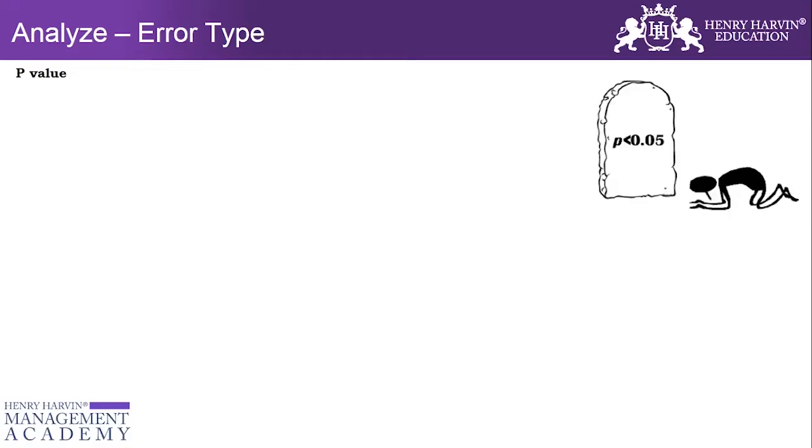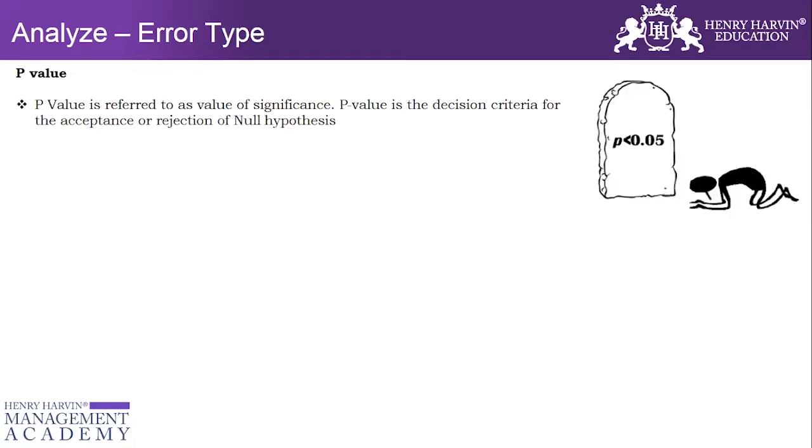Okay. The next thing that we're going to talk about is the error type. While doing hypothesis testing, some of the project leaders and quality professionals tend to make certain errors, which we are going to understand and learn so that we do not make those errors. To understand that first, we would like to know what a p-value is here.